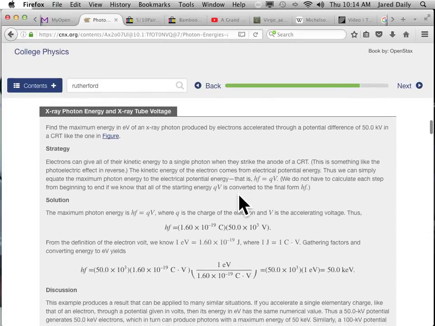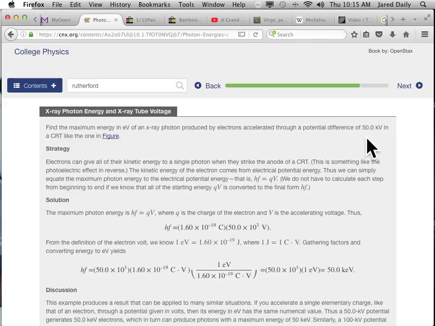So here we can find the maximum energy in electron volts of X-rays that can come out by electrons that are coming through a potential of 50 kilovolts. How do we do this? Well, if it's going through 50 kilovolts, we can use the voltage and the mass of the electron to determine the kinetic energy of the electron. Because you can get energy from the charge of the electron and the voltage.